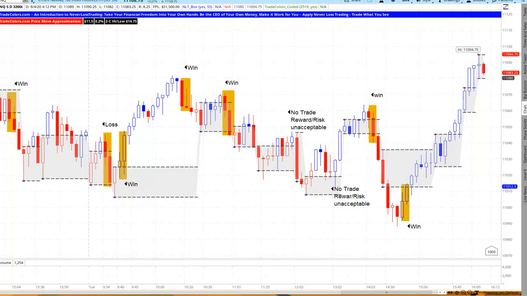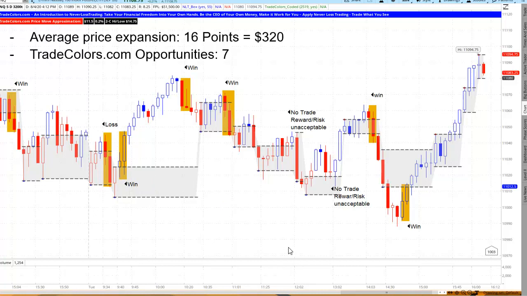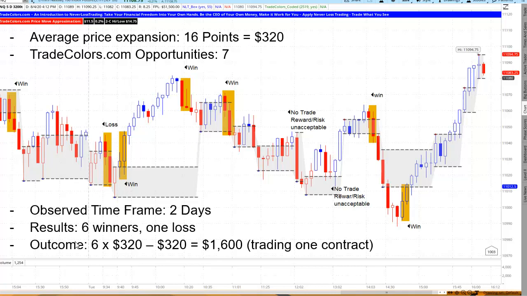And we did a little review and summary of what the results were and what the individual risk units were. So on average, we were trading for 16 points. That's $320 of risk and reward. We had 7 trading opportunities in a matter of 2 days. And in your observed time frames, we had 6 winners, 1 loss. So we added up 6 times 320 minus 320.